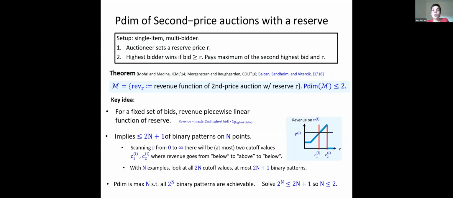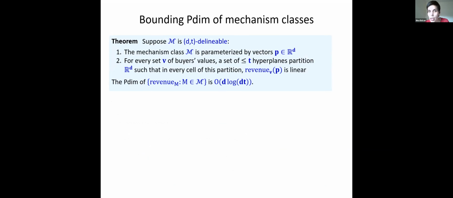Now it will apply to mechanism design classes that are high dimensional and that satisfy what we call (d,t)-delineability. Okay, what do I mean by this? There are two conditions. First, our mechanism design class will now be parameterized not only by one parameter, but by d real valued parameters. Second, we're going to assume that if we fix a set of bid values and we vary the parameters, we can partition the parameter space with at most t hyperplanes, such that in each cell induced by that partition, the revenue function is linear.